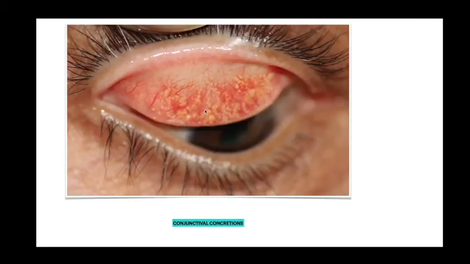And now conjunctival concretions. So this is also seen in cicatricial trachoma. These are just pinpoint, about 2 millimeter in size, whitish spots, and these are accumulation of dead epithelial cells and mucus. Do not think that concretions are calcium or calcified deposits. No, they are just dead epithelial cells plus mucus.